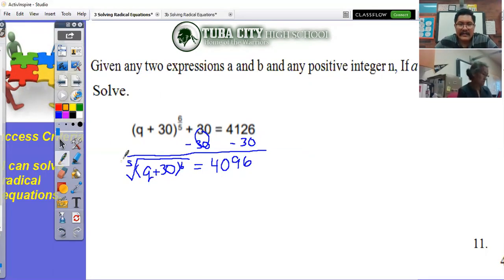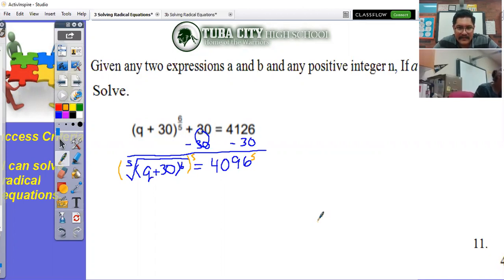Okay, now we gotta get rid of this 5th root and this 6th power. And you do have a little bit of an option. You can put the 6 on the outside or the inside. On here, I just picked on the inside. I don't know if that's going to make a difference. You're still going to get the right answer, but difficulty-wise, I don't know how much different that's going to be.